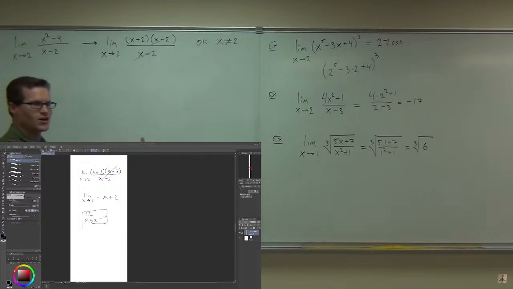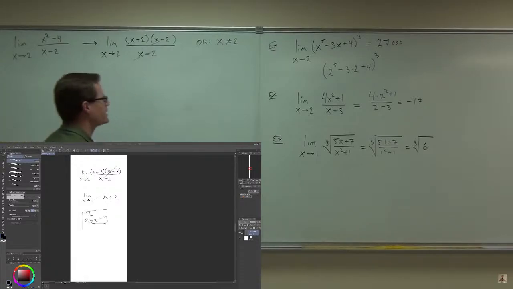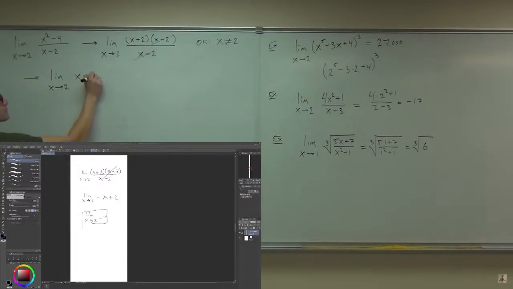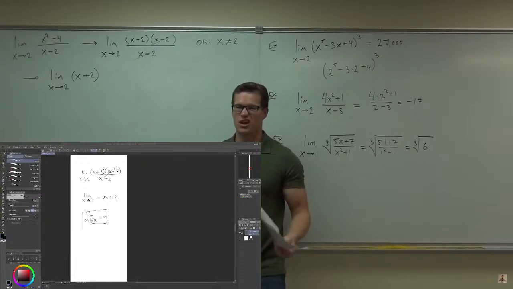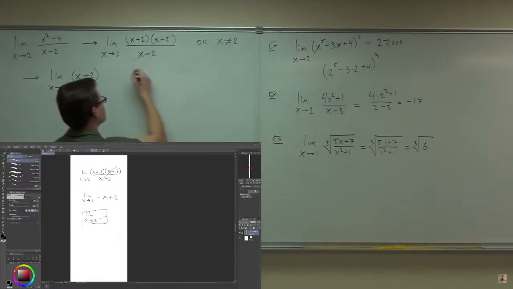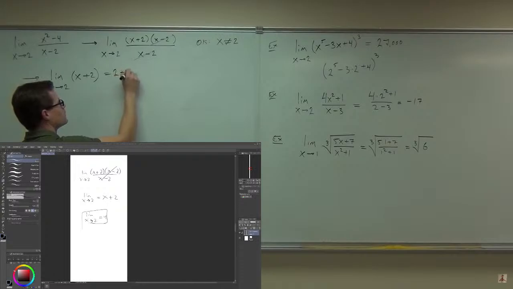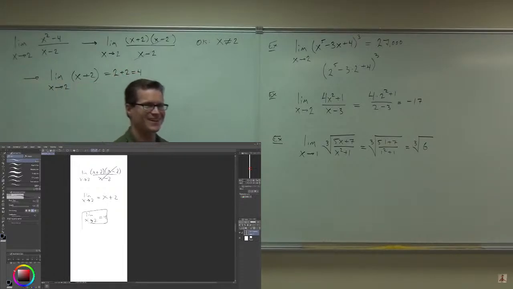So what we can do now is say, all right, then this, according to the limit, is exactly the same thing as that. Is that now a polynomial? Sure. Can you plug in 2? How much are you going to get? 4. Just 4. That's kind of neat, right?